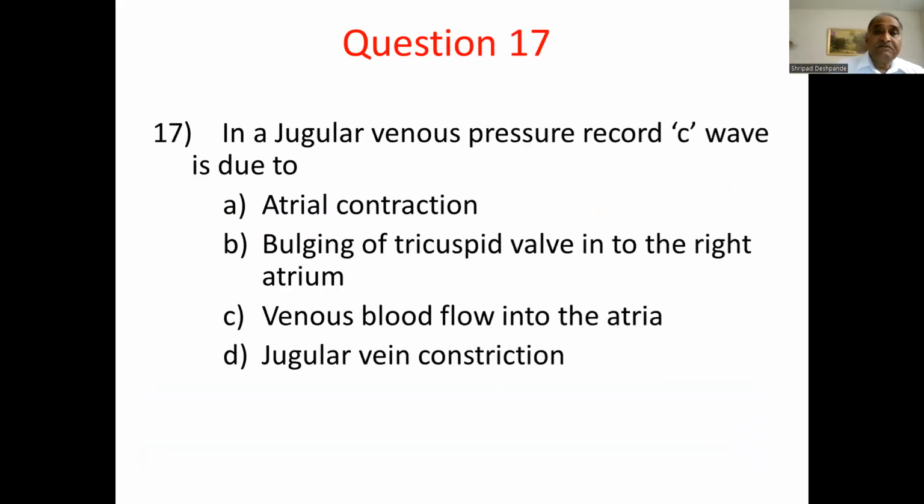Well, question number 17. In a jugular venous pressure record, the C wave is due to.